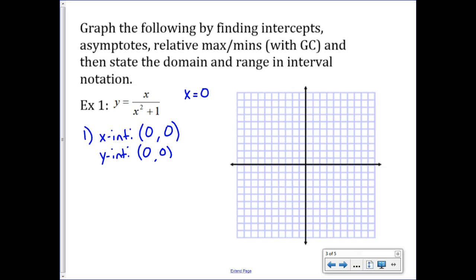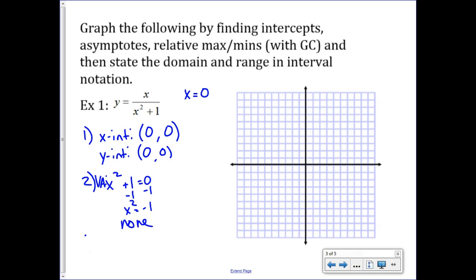But the vertical asymptote then is where the denominator is equal to 0. So where is x squared plus 1 equal to 0? Well, subtract 1 from both sides. X squared equals -1. We know that's going to give us an imaginary number. So this is our vertical asymptotes. There's no vertical asymptote because there's no real number that we could get for x there.